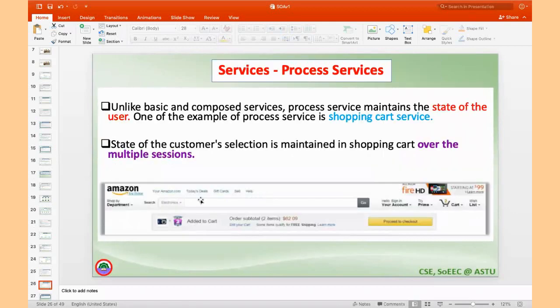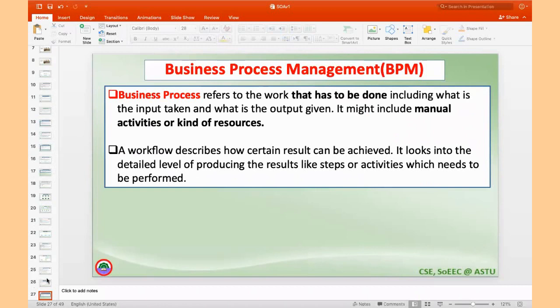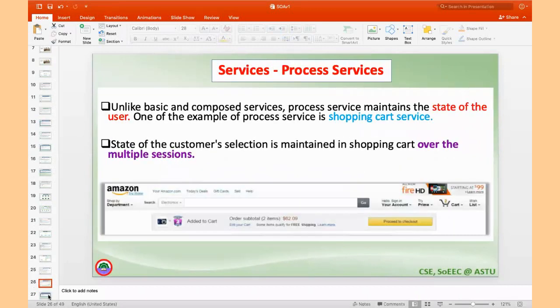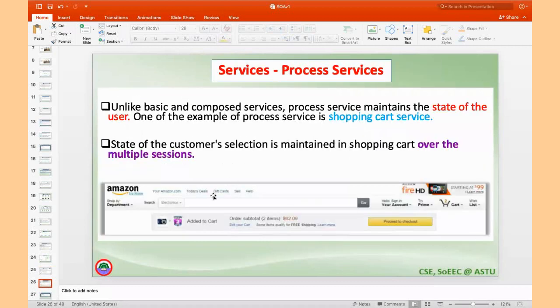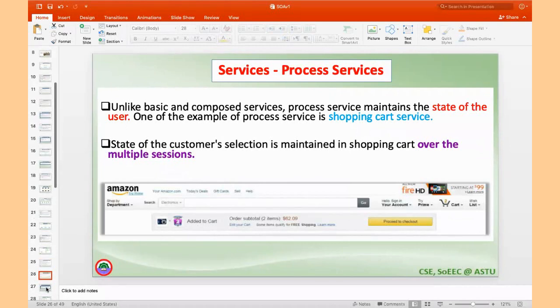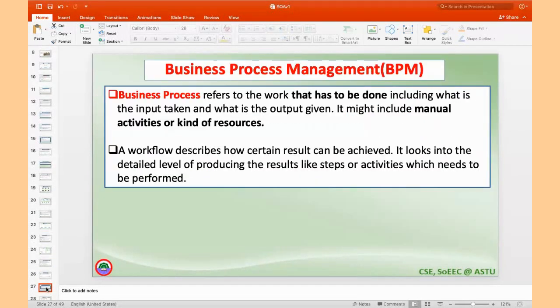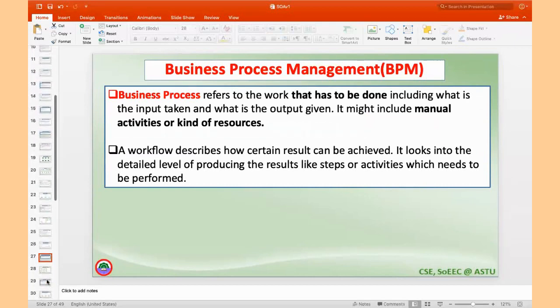That's where there may be a shopping cart, a payment system, or some kind of browsing catalog, and all are good examples of composite services. Another one is the business service. A business service is very close to your business process, and is used to automate your business process.